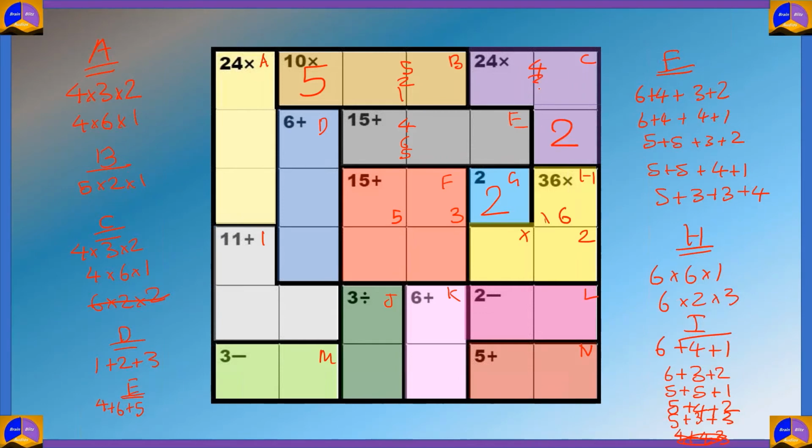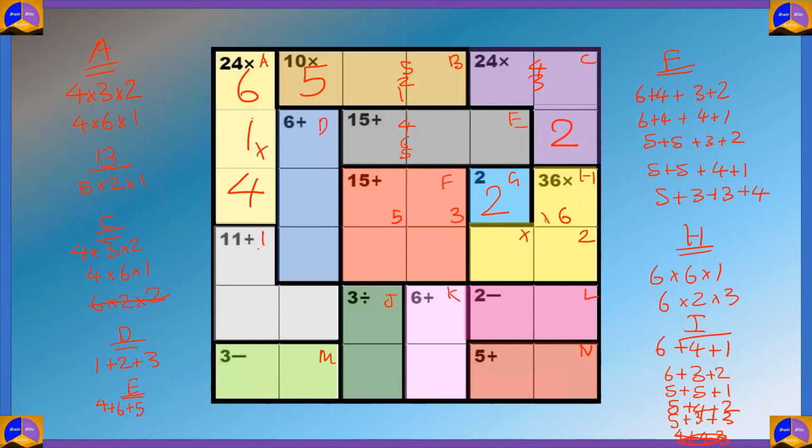4 and 3 will be over here. Then 2, 1, 4, 3, 5. Here, the remaining number is 6. Now it is 4 times 6 times 1. Now 4 came over here, so 4 will not come over here. And 4 will go here and 1 over here.